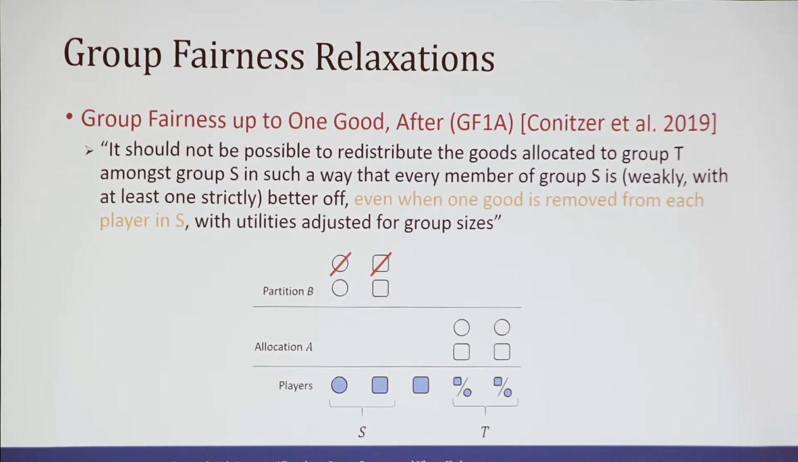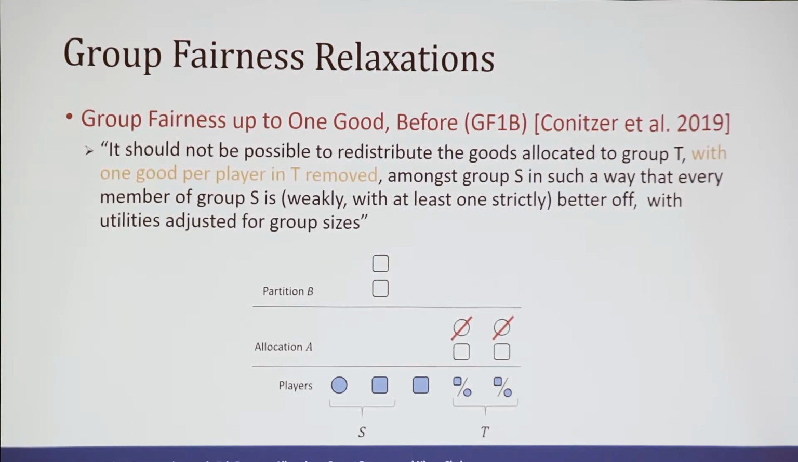The way to see that this still fails, even this relaxed version, is when we reallocated group T's goods amongst group S, even if we take away 1 good from each agent in S, the agents in group S are still Pareto improving. All of them are still at least weakly better off, and 1 of them strictly better off. Right? They've gone from having nothing to having 1 good each. So that's why this allocation fails the group fairness up to 1 good after version.